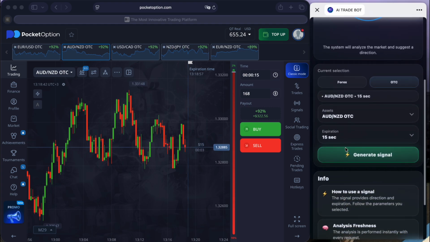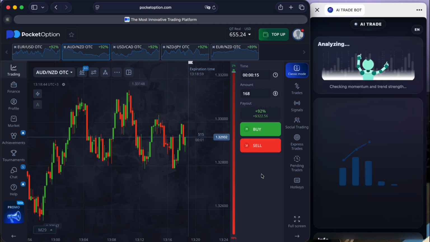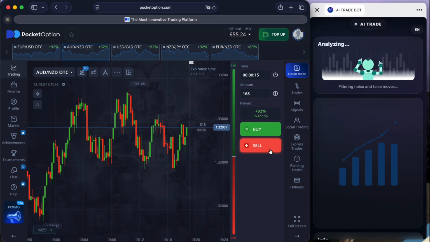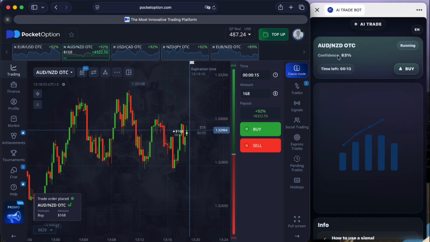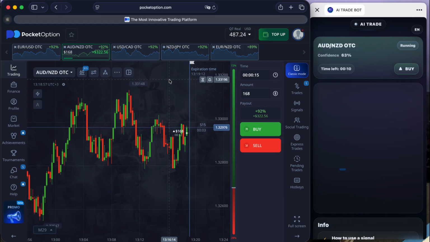I'm requesting my next signal on the Australian dollar, New Zealand dollar pair. Just a few seconds, the bot runs the full technical analysis on this asset for us, and then gives us a signal to buy or sell. We are waiting for the technical analysis, and there is a signal to buy our deal. In the lower range, 63% confidence opens further upward.